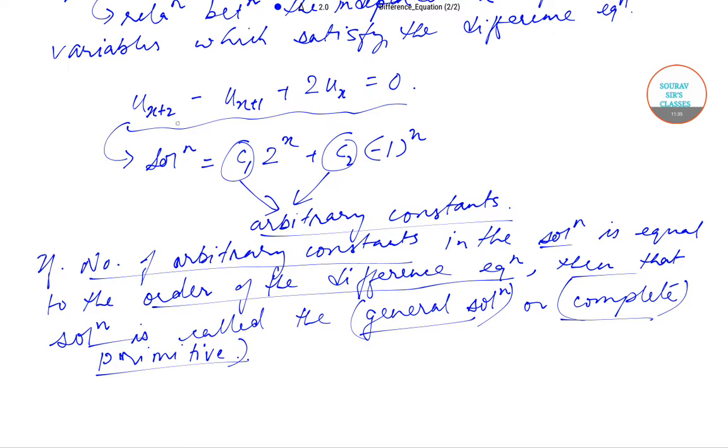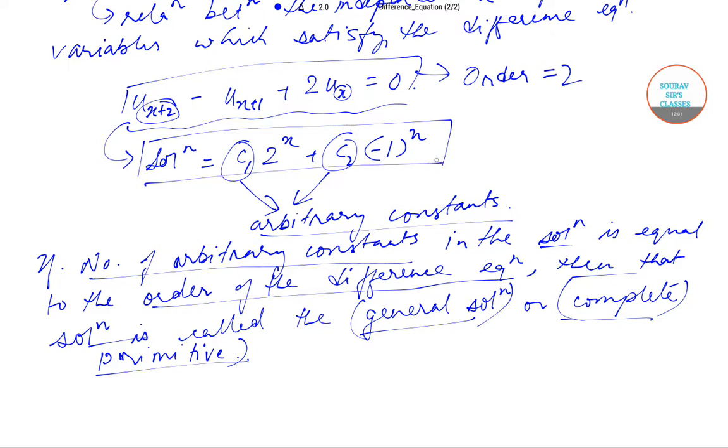As you can see over here, in this equation, u of x plus 2 minus u of x plus 1 plus twice of u of x equal to 0, the largest argument was x plus 2 and the smallest argument was x. So here order was equal to 2. Also in the solution there are two arbitrary constants. So here the number of arbitrary constants is equal to the order of the difference equation, which is 2, and as such this solution is called the general solution.